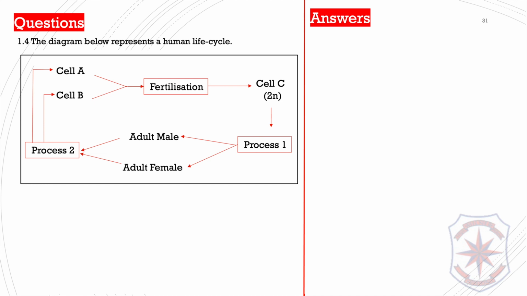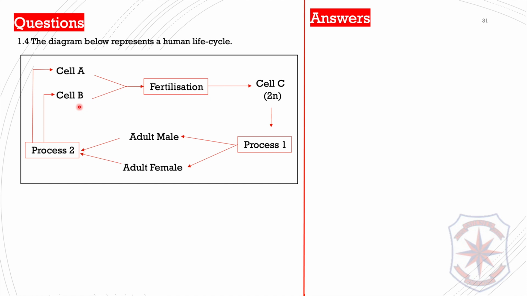This is the last of our exam type questions. Okay, let's check. The question reads, the diagram below represents a human life cycle. Okay, now we have dealt with the lesson on the human life cycle, and because it is a cycle, it doesn't matter where you start. Analyze the diagram and check where it is most convenient for you to start. Okay, for me, I am going to start analyzing from cell A and cell B.